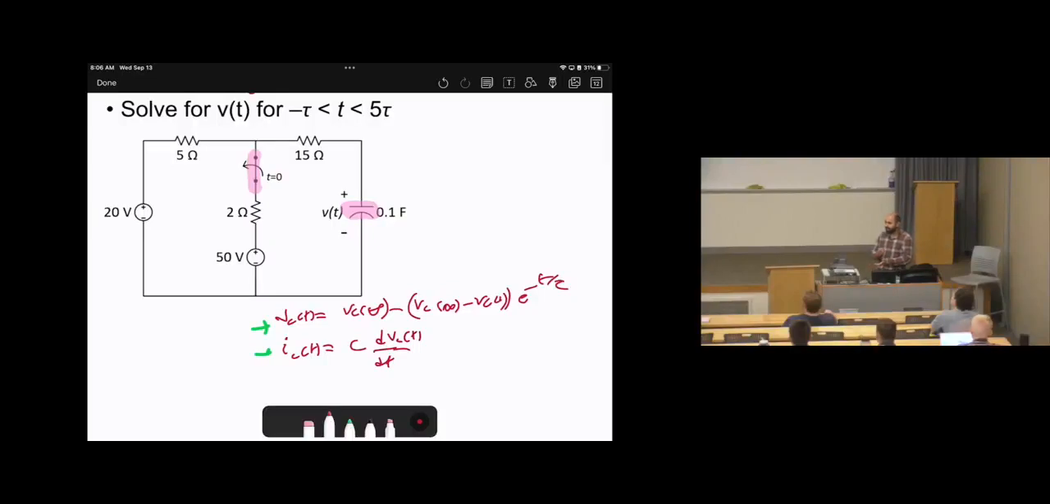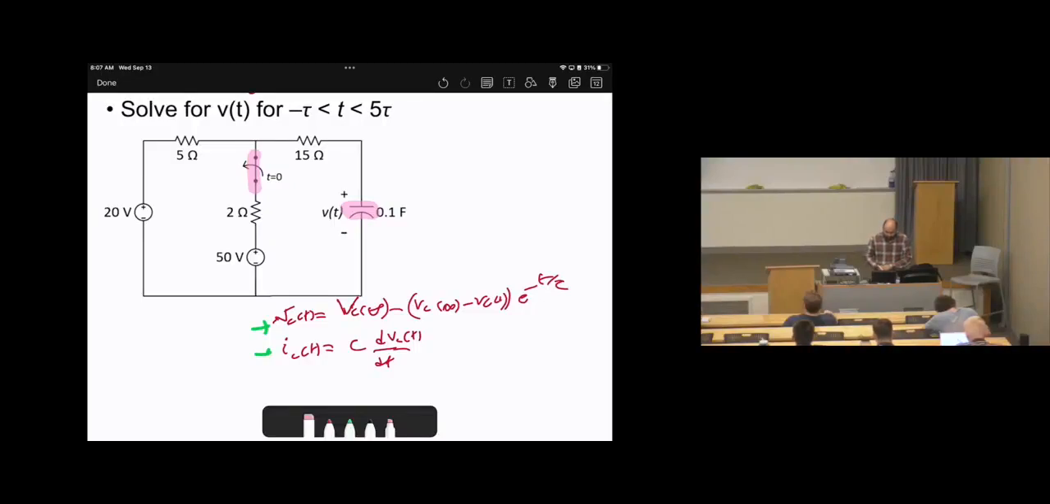And you can see that we are using lower cases. Why? Because it is no longer DC, it's changing with time, it's a function of time, therefore we are using lower cases as Ic of t, as Vc of t. While when we say Vc of infinity, it's constant, therefore Vc of infinity and Vc of 0 are upper cases because they are constant, they are not functions of time. Keep this in mind: when it's a function of t, we will make it lower case.